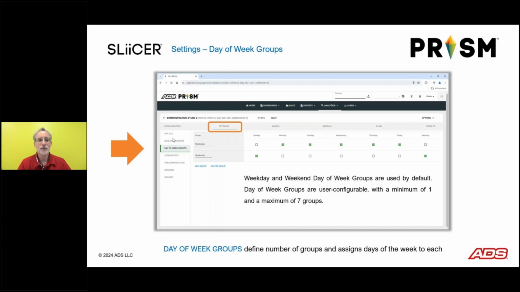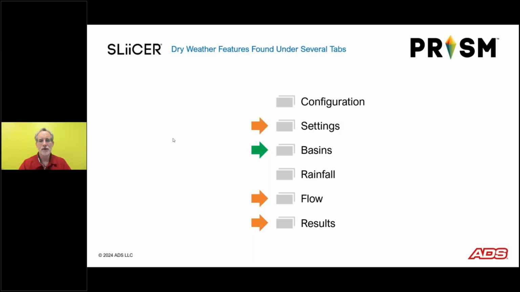I can go with as few as one day of the week group. In other words, I'm going to lump all 7 into one, or I can use as many as 7. I can have one day group for each day of the week. I think in practice, the most I have ever used has been 4. And those are nice to have when you need them. So that takes us through some of the settings related to dry day flows.